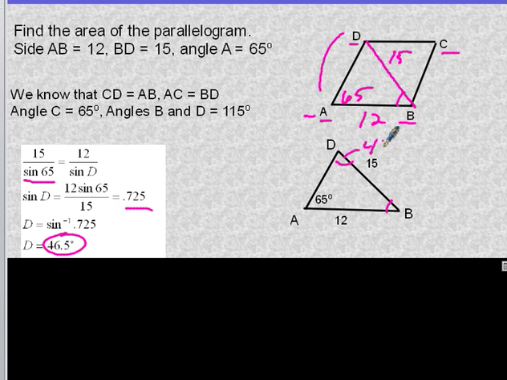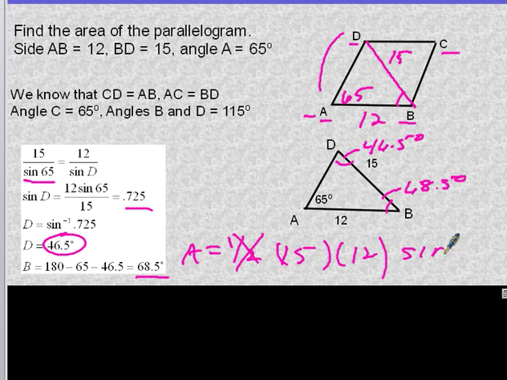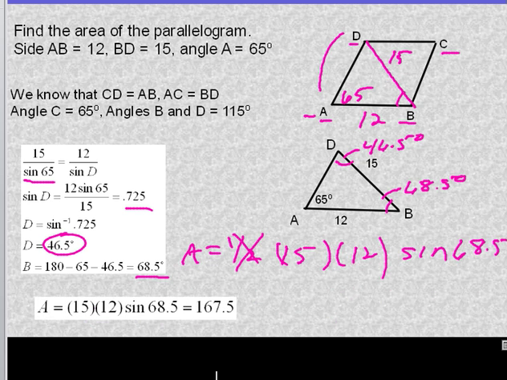And now I know if this is 46.5 degrees, I can subtract both of those to get this angle, which is 68.5. And now I can use my formula. It says the area of the triangle is 1/2. But since I'm going to multiply it by 2, I'm just going to eliminate this and say side times the sine of the included angle. And that's going to give me an area of 167.5 units squared.